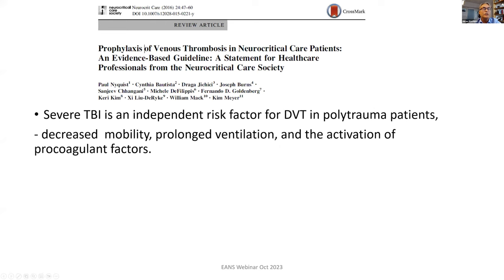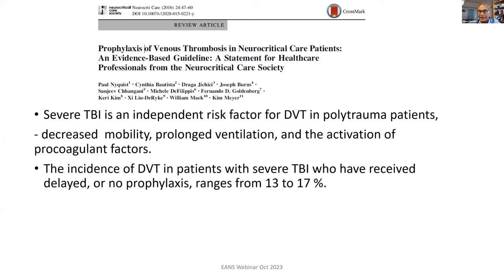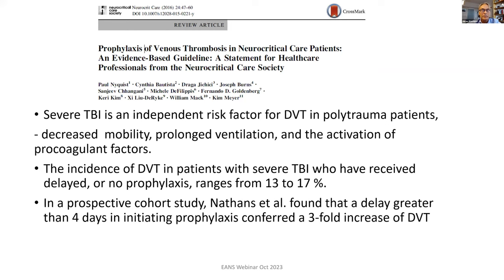A more recent one, the Neurocritical Care Society. Well, severe TBI is obviously an independent risk factor for DVT in polytrauma patients. Of course, also decreased mobility, prolonged ventilation, and the activation of procoagulant factors. So if we get delayed or no prophylaxis, there is at least 13 to 17% of DVT, of which many will get pulmonary embolus. In this particular study, if you wait more than 4 days, you have up to 3 times higher risk of DVTs than if you start earlier.